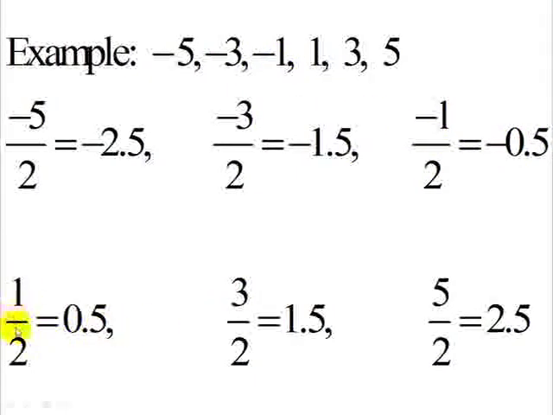Similarly, 1 divided by 2 equals 0.5, 3 divided by 2 equals 1.5, and 5 divided by 2 equals 2.5. The answers are all decimals, meaning that when we divide the numbers by 2, there is always a remainder. And that's why they are odd numbers. So odd numbers cannot be divided by 2 exactly.